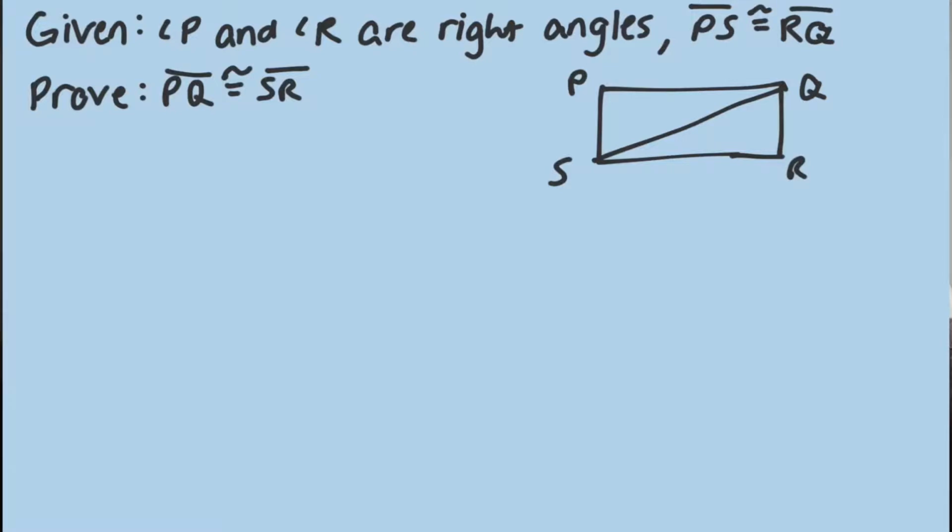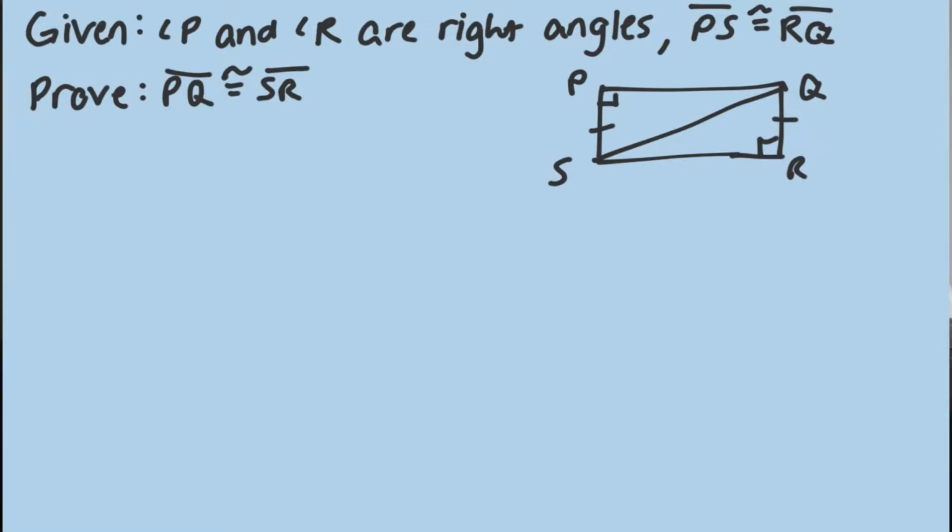We're going to look at triangle proofs that deal with the hypotenuse-leg theorem and parallel lines. Remember, you want to label everything that's given first. Angles P and R are right angles, meaning they're also congruent, and segment PS is congruent to segment RQ. We need another piece of information.